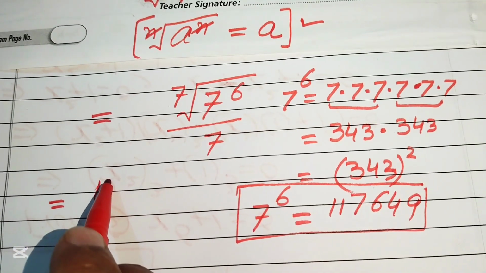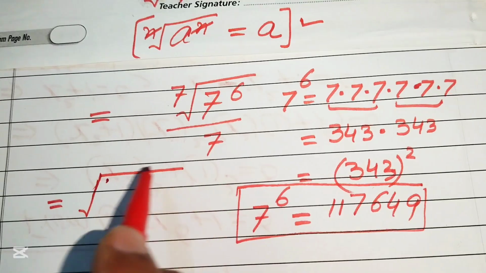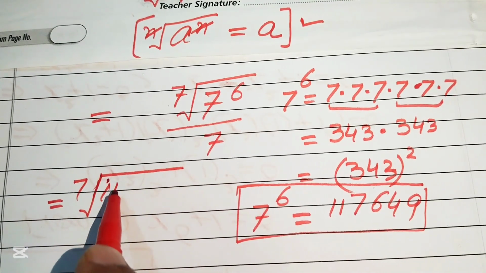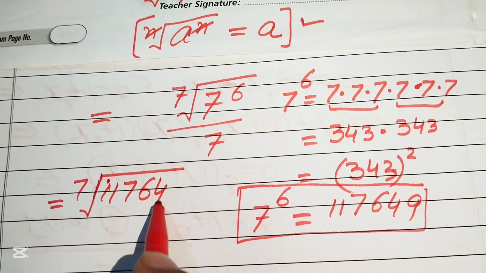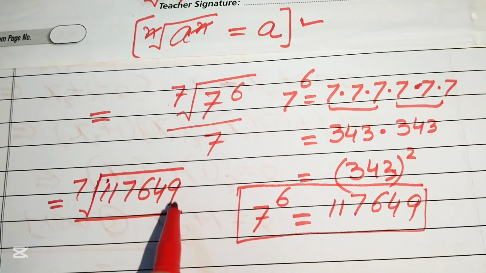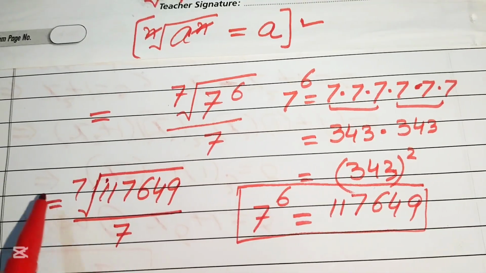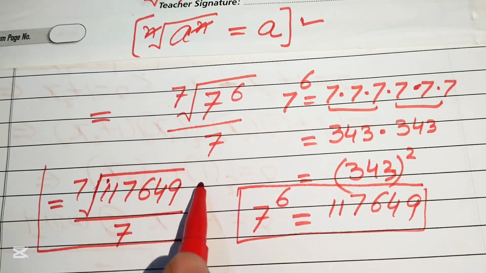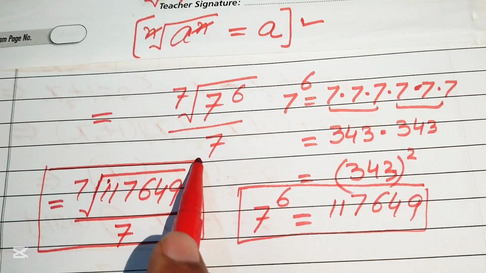Okay, so now we just replace this value here, and we write it in the simplified form. It is written as the seventh root of 117,649 divided by 7. So this is our final answer of this problem.